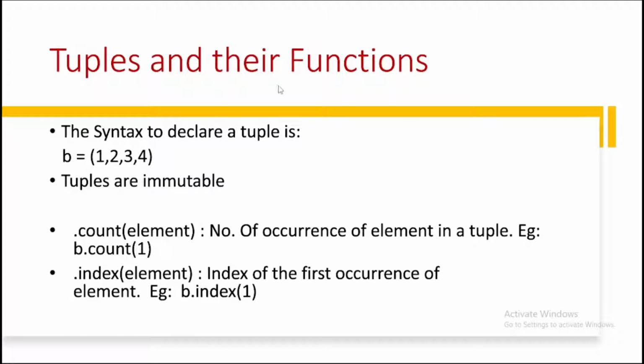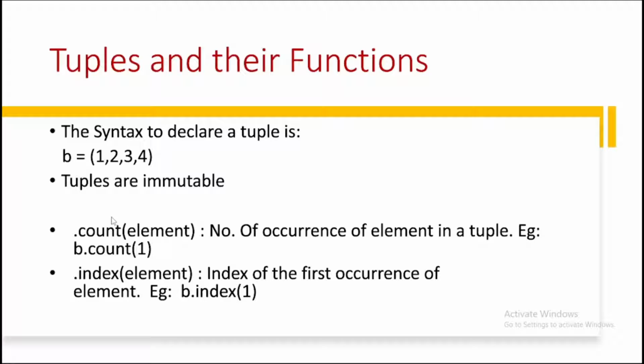Now let us learn about tuple and their function. The syntax to declare a tuple is b, which is the variable, and then is equal to, in circular brackets you have to put 1, 2, 3, 4. These are elements. This is similar to a list, but here instead of square brackets you are using circular brackets, and tuples are also immutable, that is, they cannot be modified.